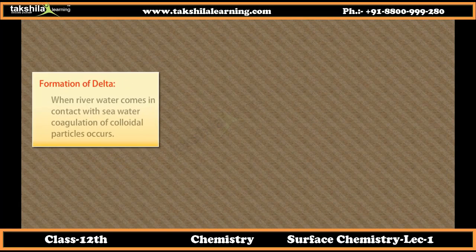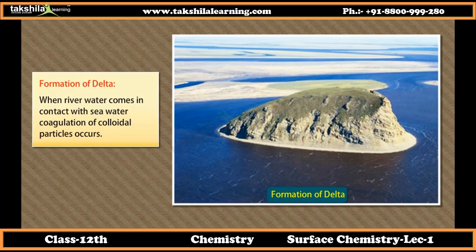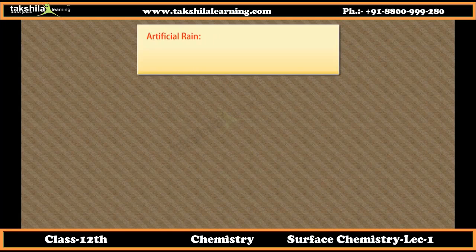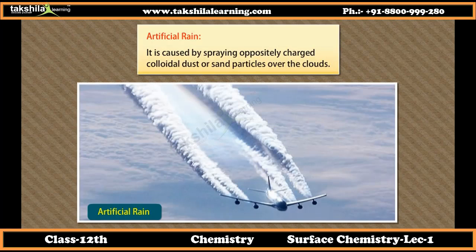Formation of delta. When river water comes in contact with seawater, coagulation of colloidal particles occurs. These coagulated clay particles settle down at the point of contact and gradually the river bed starts rising. Artificial rain: it is caused by spraying oppositely charged colloidal dust or sand particles over the clouds. The colloidal water particles of the clouds get neutralized and coagulate to bigger water drops, which cause artificial rain.